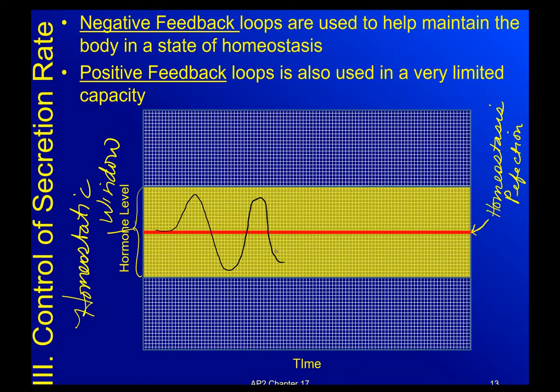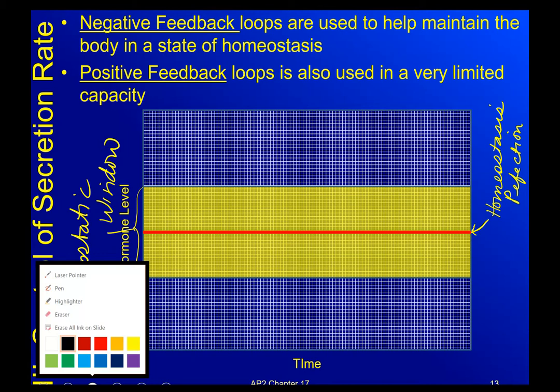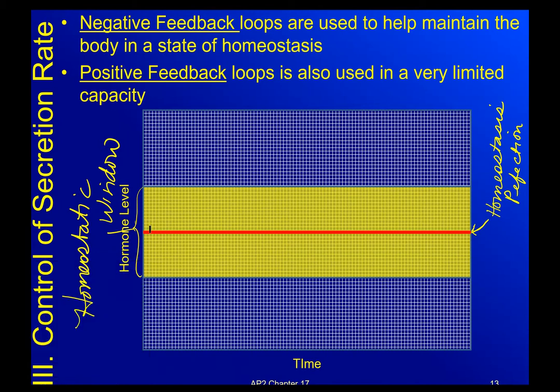Now, where does this get dangerous? Well, this gets dangerous if we go way above this, or if we go below this window. When we get into these ranges is when people start seeing problems, okay? So for the sake of argument, let's talk negative feedback first.